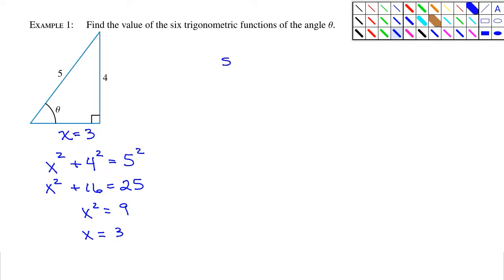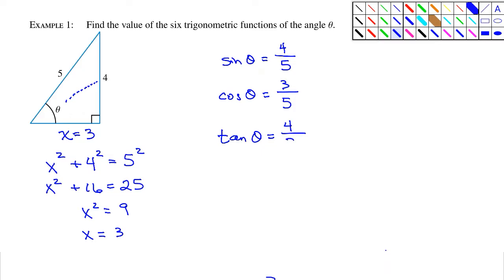So the sine of theta is equal to the opposite over the hypotenuse. The opposite side to theta is the 4. So it's 4 over 5. The cosine of theta is the adjacent. So that would be 3 over the hypotenuse of 5. The tangent of theta is the opposite, which is 4, over the adjacent, which is 3.